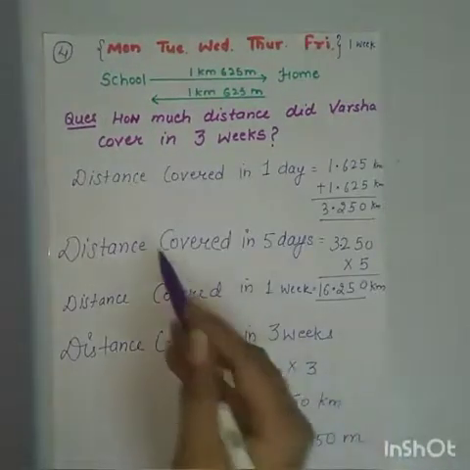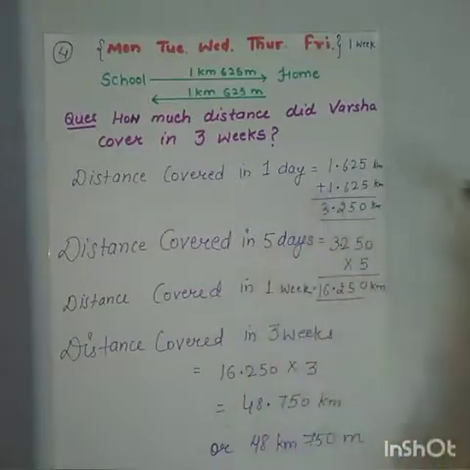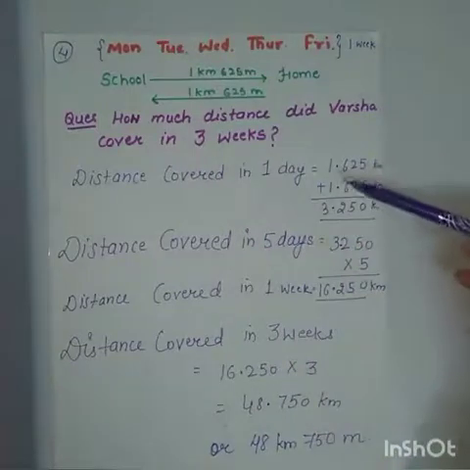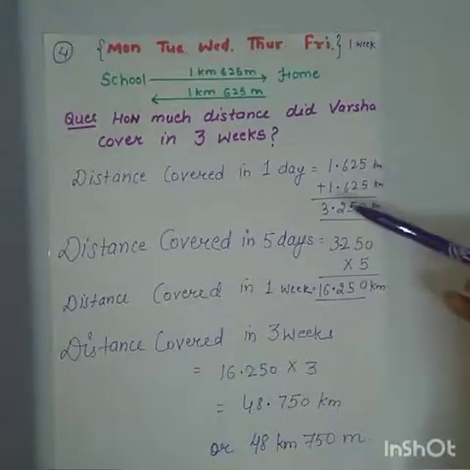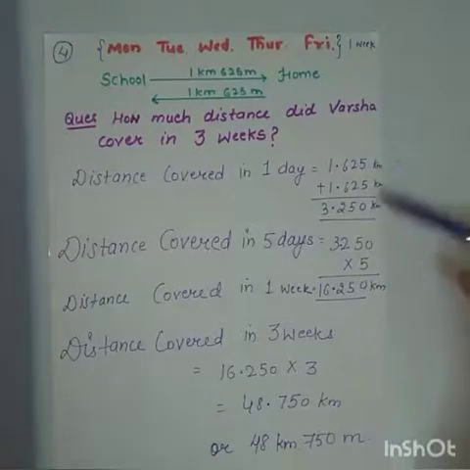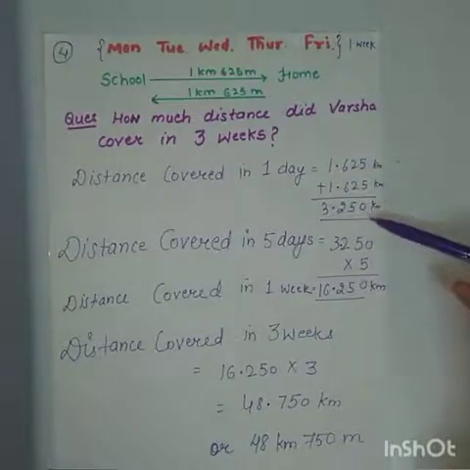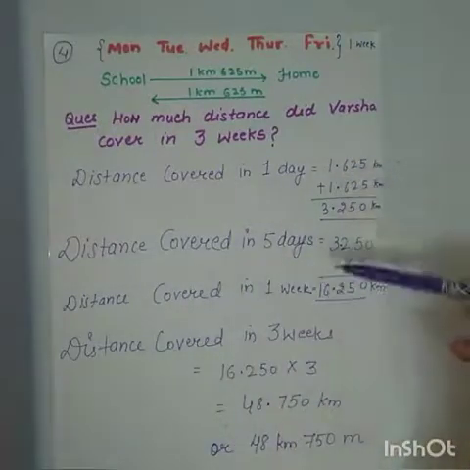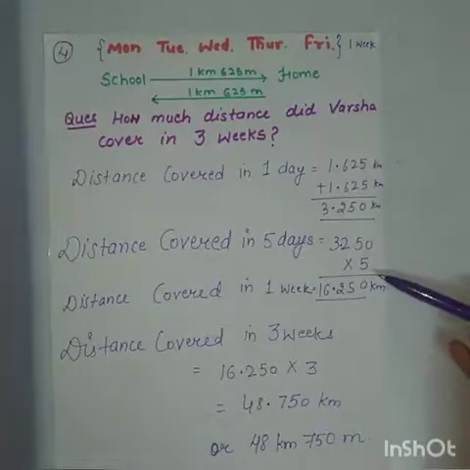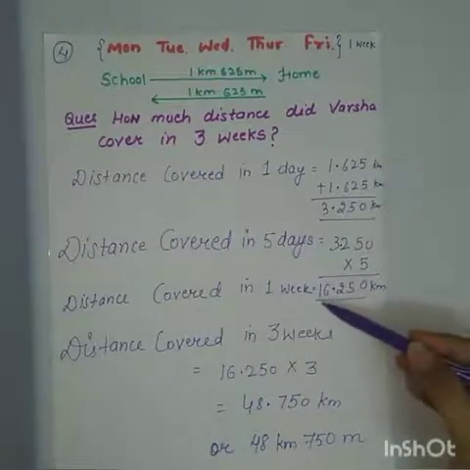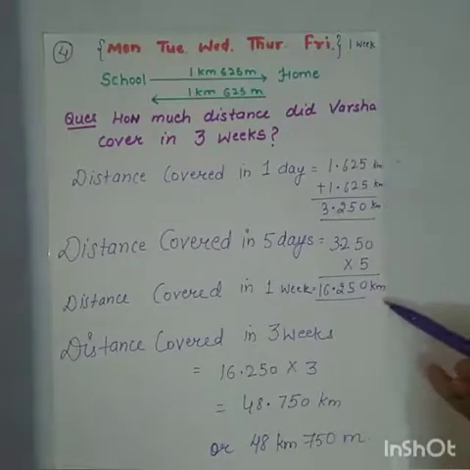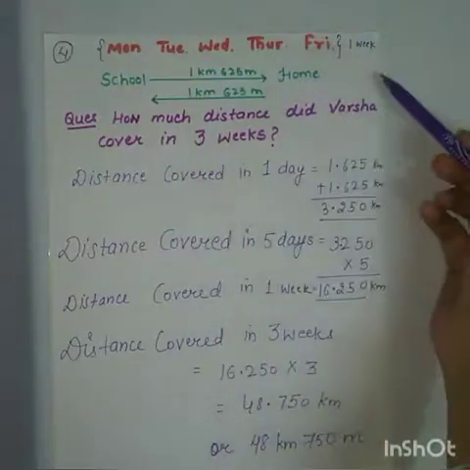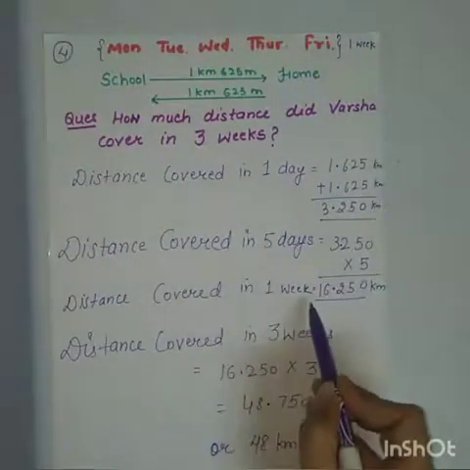Here is the solution for that. Distance covered in one day between home to school and school to home, that is 1.625 kilometer plus 1.625 kilometer, so 3.250 kilometer. To calculate the distance covered in 5 days, which operation will be used? That is multiplication. So it will be 16.250 kilometer, because Varsha went to school from Monday to Friday in a week. So this is the distance covered in 1 week.